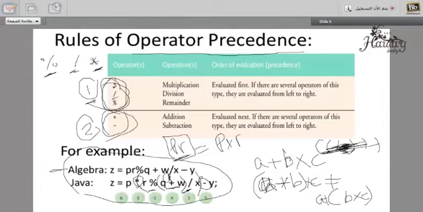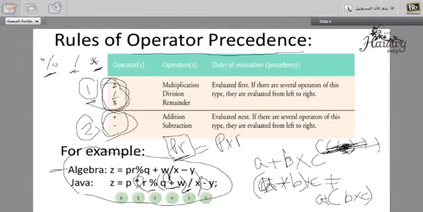Which is why I emphasized this word: I said they are of the same family. They have the same strength. I do not mean multiplication is stronger than division and remainder. So if the division comes from the left, before the multiplication, you have to do it first. Is it understood? Similarly with plus and minus, I do not mean plus is stronger than minus.